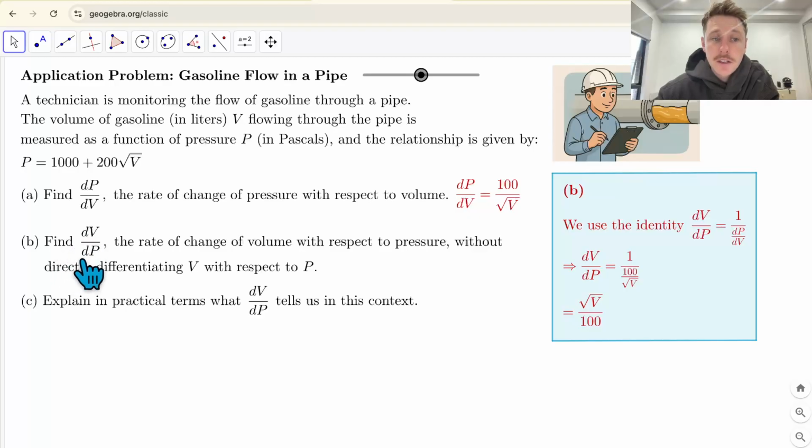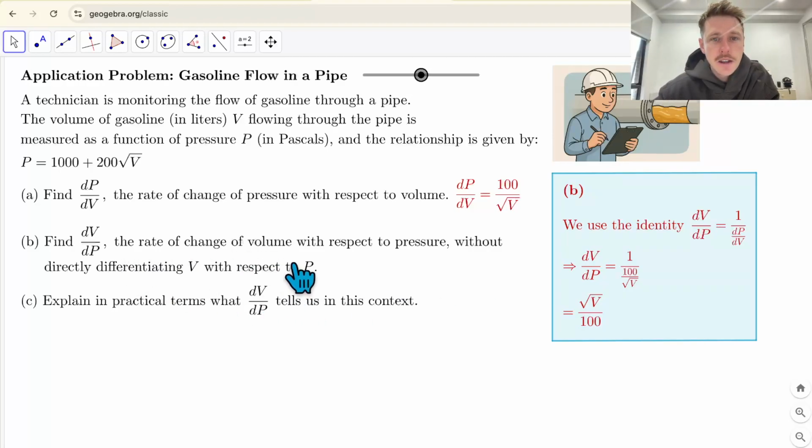Find dV/dP, the rate of change of volume with respect to pressure, without directly differentiating V with respect to P. What that means is we can use the identity from before, that dV/dP is going to be 1 over dP/dV. So we just do 1 over that, the reciprocal, so it just flips it. So it becomes root V on 100.